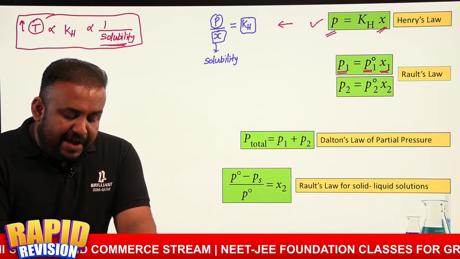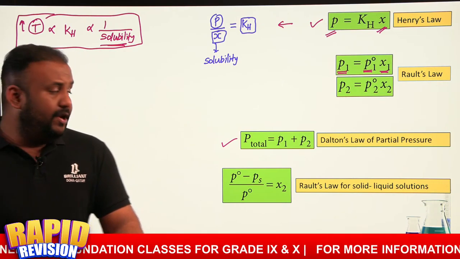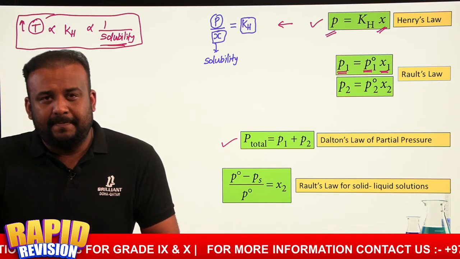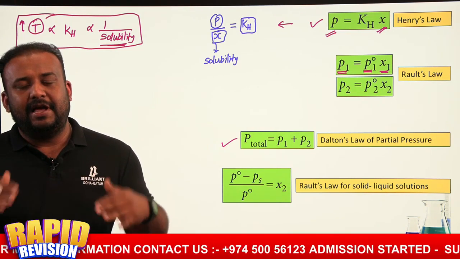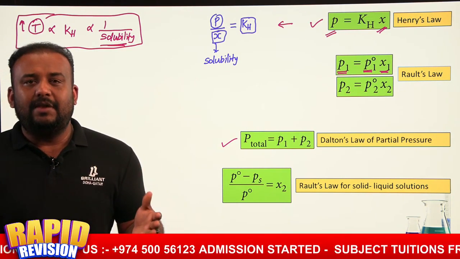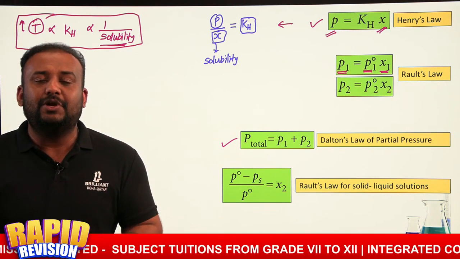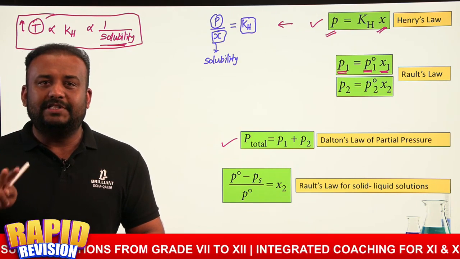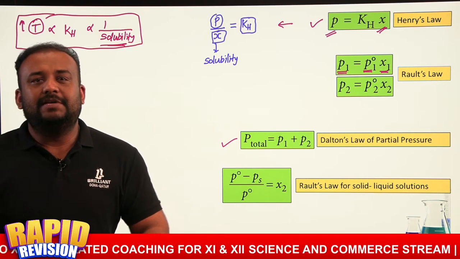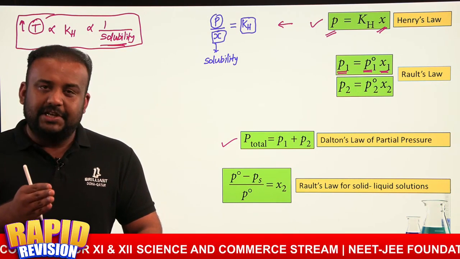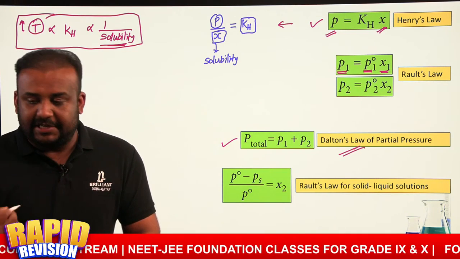Now, we have another important law related to solutions again. Dalton's law of partial pressure. What does it say? When you have a mixture of vapors present above a solution, the total pressure of that mixture is equal to the sum of the partial pressures of the individual components. For example, if there are two components above a solution, 1 and 2, they have P1 and P2 respectively as the partial pressures, then the total pressure is equal to P1 plus P2. That is Dalton's law of partial pressure.